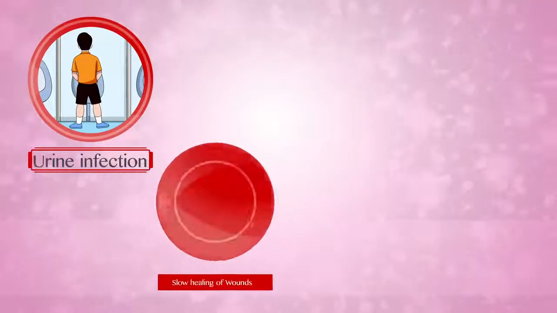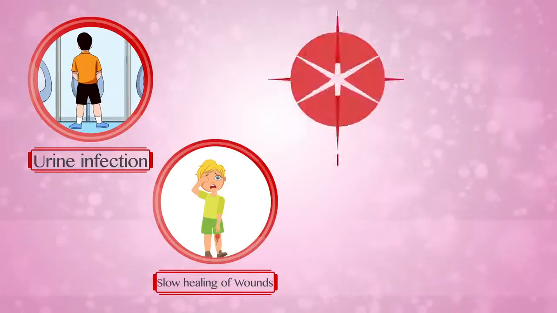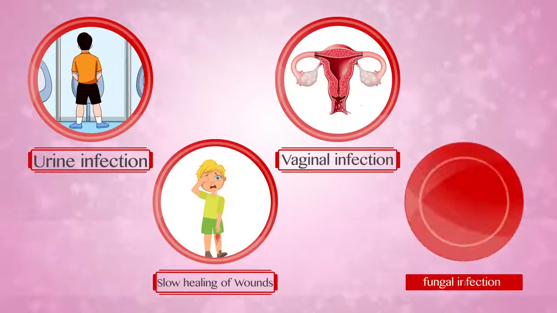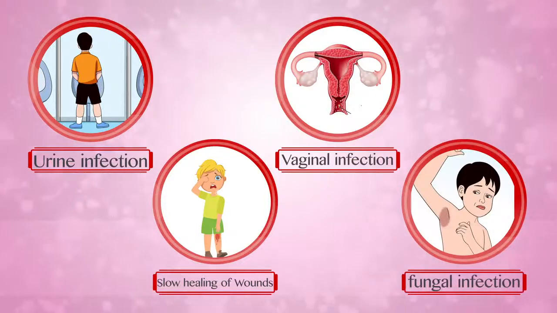More importantly, you can get a range of other scenarios in which people often come and say, I've been getting repeated skin infections, recurrent urine infections. Now my wounds are taking long to heal. Young girls often tend to get vaginal infections. Similarly, boys and men can get fungal infections.